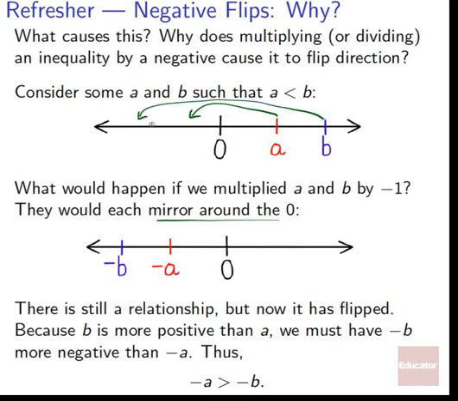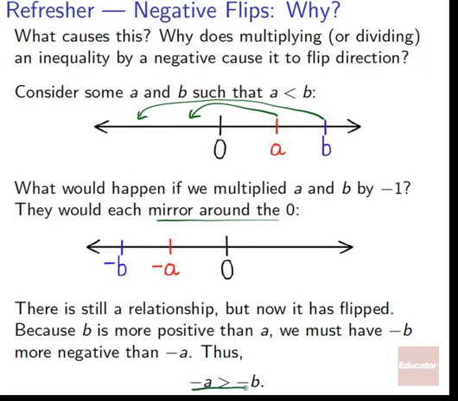So negative b and negative a appear here, but notice that negative b is now farther to the left than negative a. Just as b was farther to the right, it's now going to be farther to the left. So there's still a relationship, but now the relationship has flipped. Because b was more positive than a, b was originally more right than a, we know that negative b has to be more negative, has to be more left than negative a.